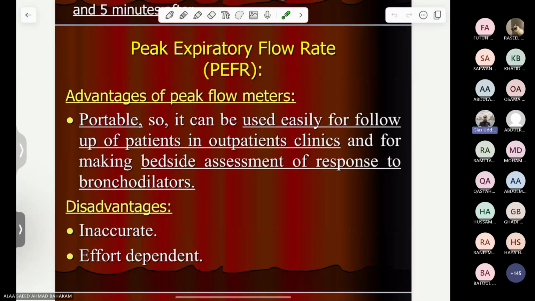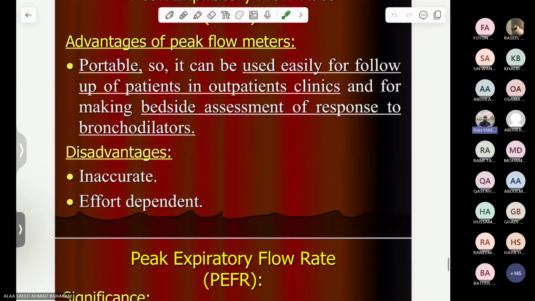So what is the advantage of this peak flow meter? This small device is portable, so we can keep it in our pocket and do it anytime. And it is used very easily. So it can be done in an outpatient setting or in a bedside clinic, okay? There are also disadvantages because sometimes the reading is inaccurate or it is effort dependent. If you are not putting in enough effort, the reading will be lower than normal, okay? All right, go to the next one.